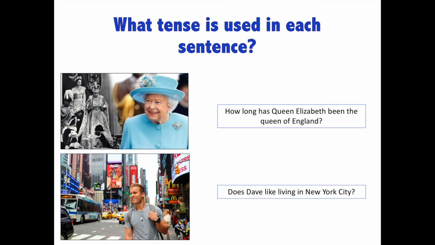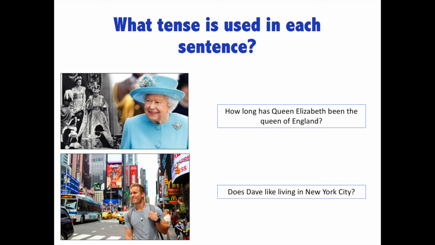Let's look at two more sentences. The first one, how long has Queen Elizabeth been the Queen of England? So first, we need to find the verb. Here we have an auxiliary verb and a main verb, but it's a question, so they're separated. We have has and been. So think about what tense that is.